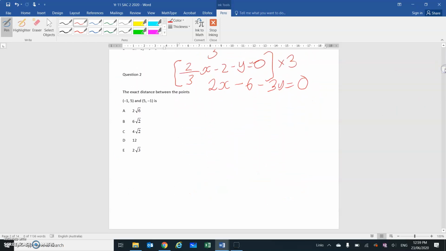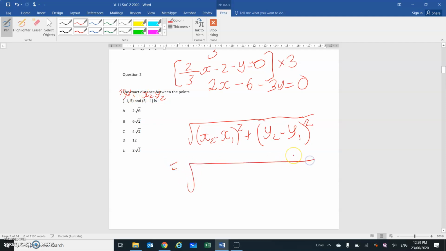Okay, question 2. We'll move a little bit faster. Question 2 is looking at the exact distance between points. So we're using the distance formula, which is the square root of x2 minus x1 squared plus y2 minus y1 all squared. That's the distance between these 2 points, so that's x1, y1, x2, y2, and then we just sub them in.